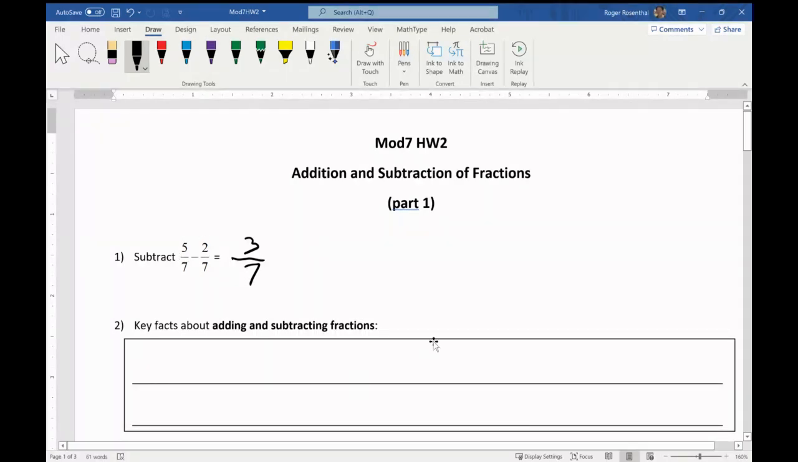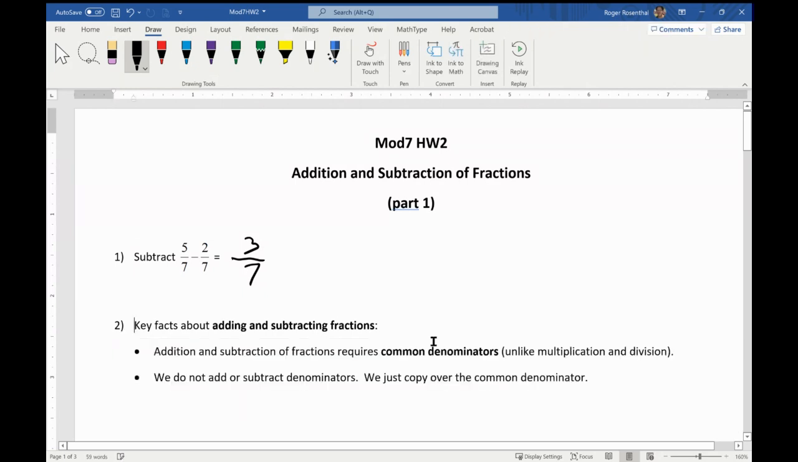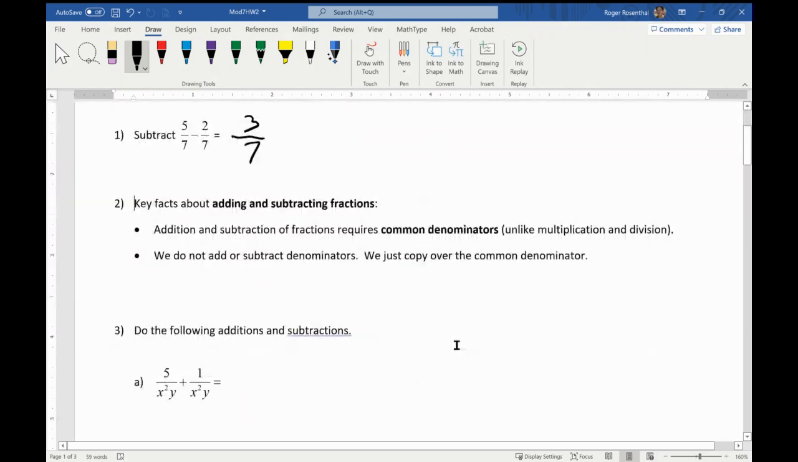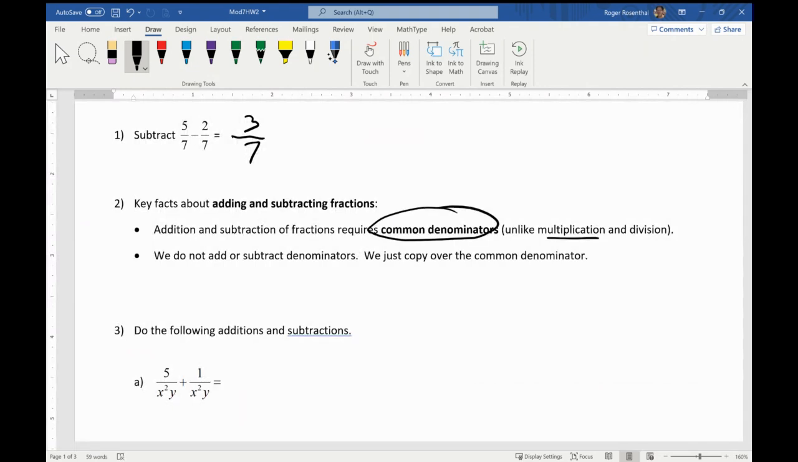Let's take a look at what's inside of here. So to subtract fractions, you need common denominators. You don't need that when you multiply or divide, just when you add or subtract fractions. And you do not add or subtract the denominators like I said. You don't subtract 7 minus 7 and put 0. You just copy the common denominator over. That's what you do.